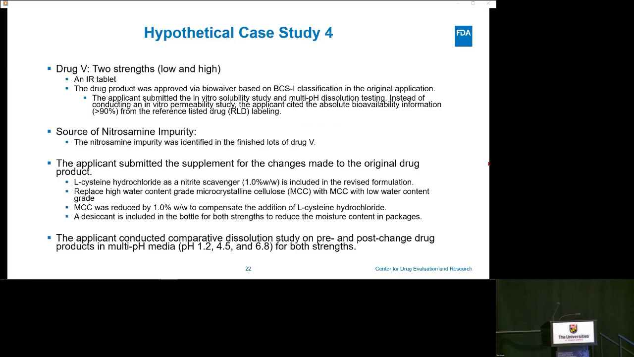In case 4, drug V is an IR tablet that was approved through the BCS1 waiver approach. The applicant reported identifying nitrosamine impurities in finished lots of the drug product.